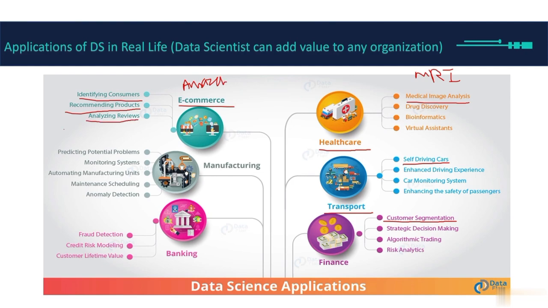Analyzing reviews, which are written in text, means I'm going to use NLP, and I'm going to use something called sentiment analysis. If he's using nice words, it's going to be a positive review. If it's bad words, it's going to be a negative review. And in manufacturing, we can predict if there was a problem in that machine or not.